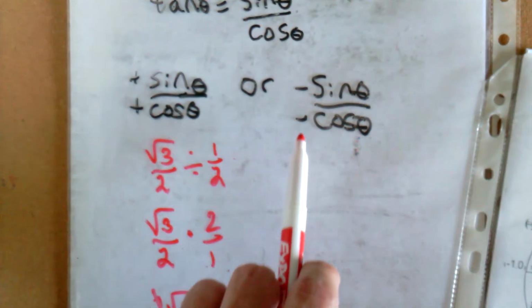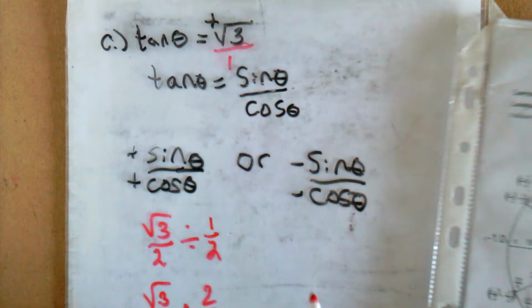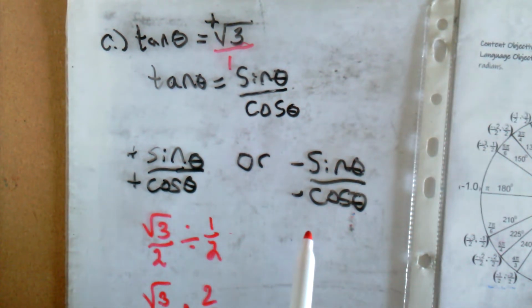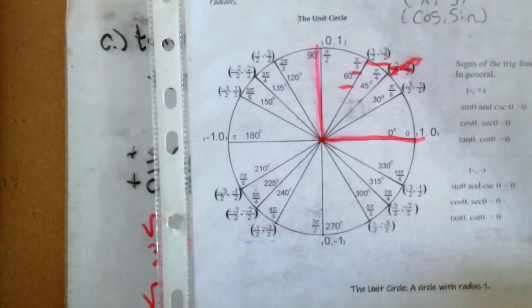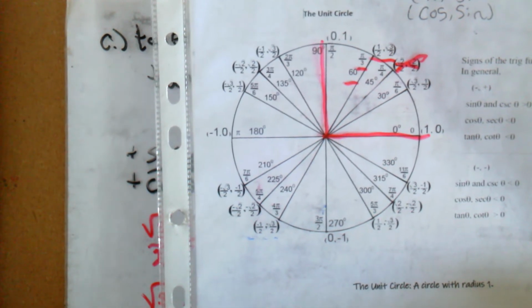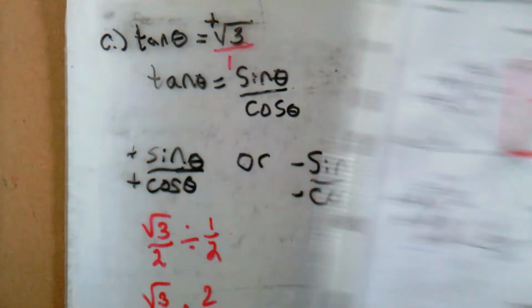Now let's figure out the next case, the case where sine and cosine are both negative. But how about you pause the video right here and try to figure it out on your own first. Where on the unit circle are sine and cosine both negative, and which angle, when you divide sine by cosine, will give you the square root of 3? Okay, so let's come back.